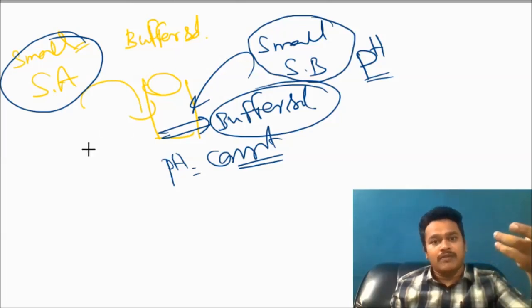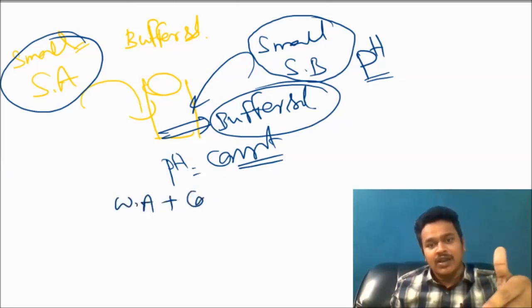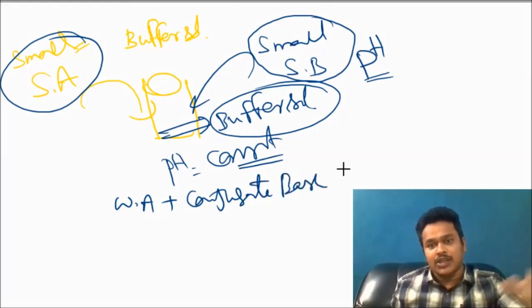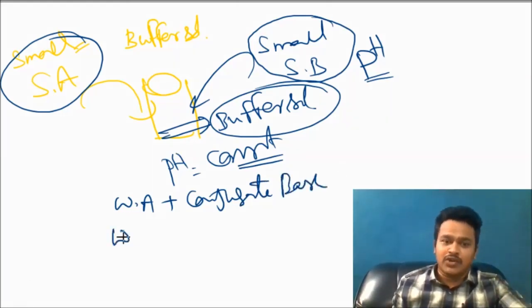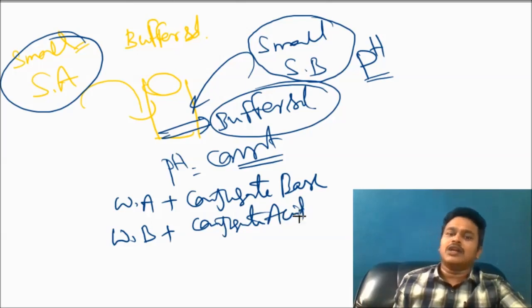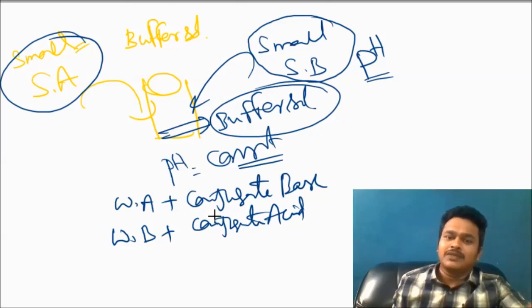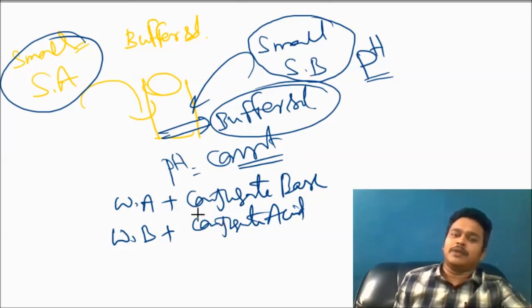How can you prepare a buffer solution? You have to take a weak acid plus its conjugate base. It is also a buffer solution. Otherwise you have to take a weak base and its conjugate acid. This is also a buffer solution. This is the definition, and this is the buffer solution preparation. This one you have to write.